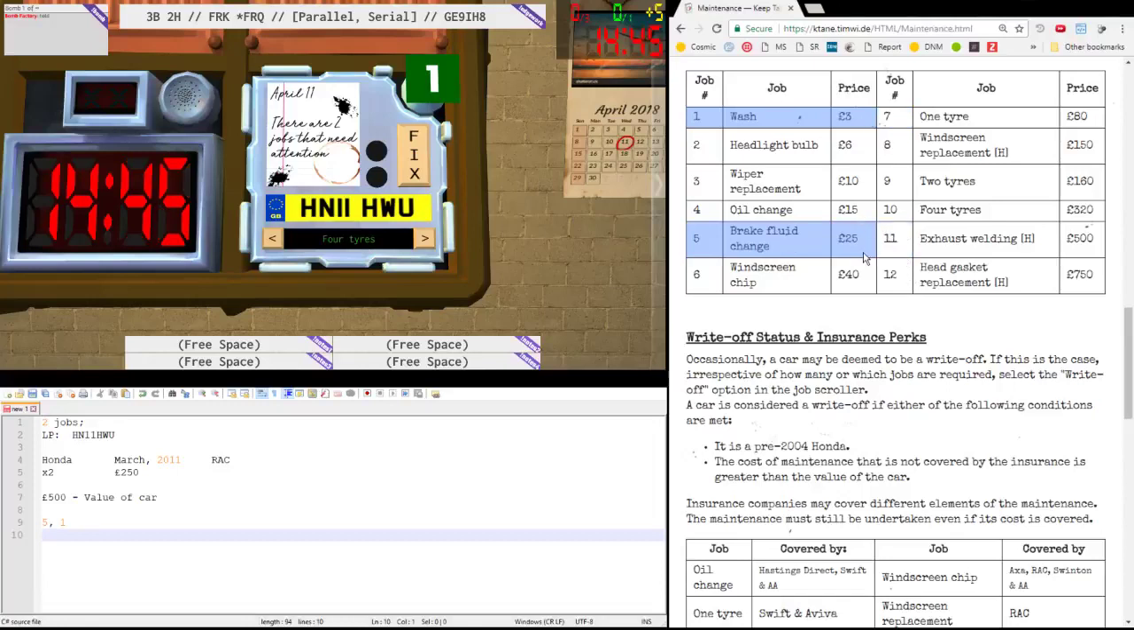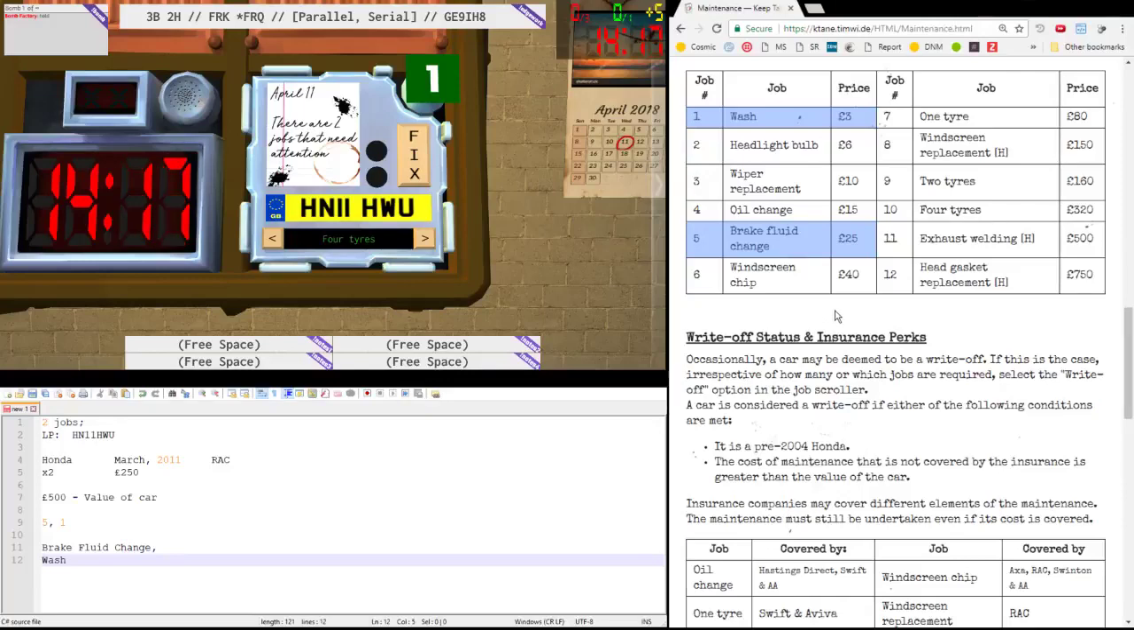We can look at the price of them. It's $28, maybe minus some insurance perks, but $28 is obviously less than the value of the car. So we don't have to worry about there being too much damage, too much to fix. So we need to do a brake fluid change and a wash. So we know what two jobs we need to do. We know we have to do them. We can't just say the car is a piece of crap and get rid of it.